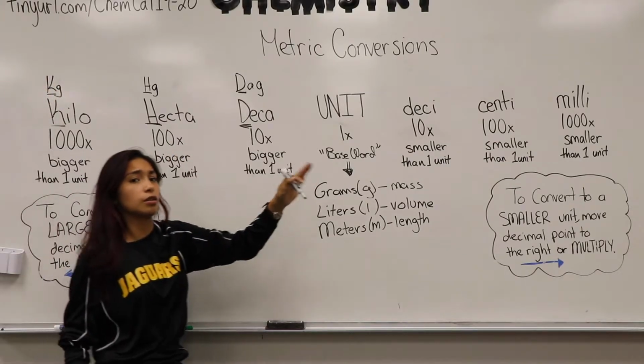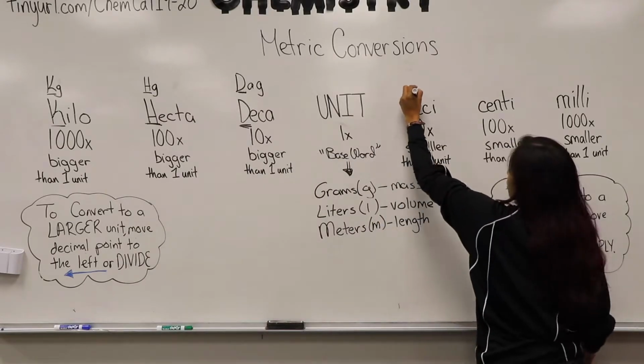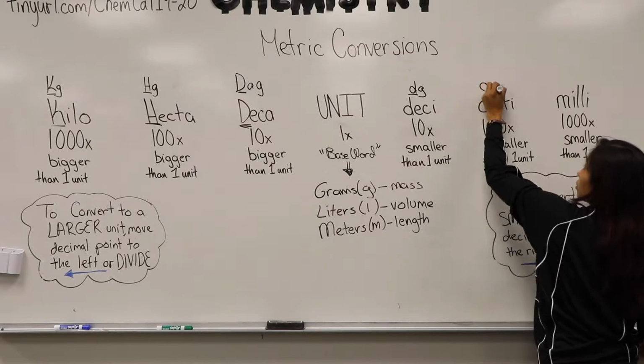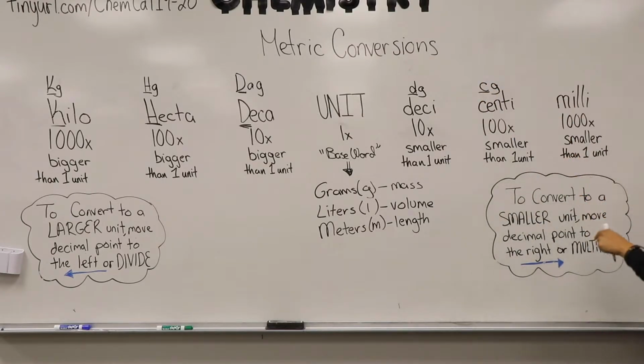And then the same thing on the other side. Deci will be D-G, centi, C-G, and then milligram.